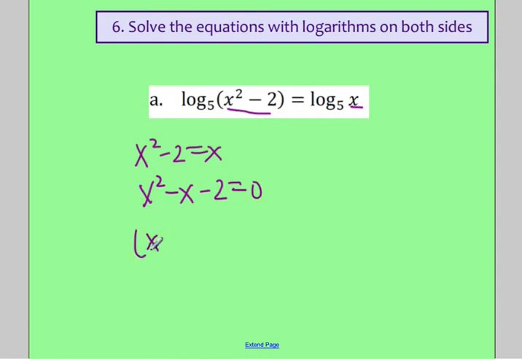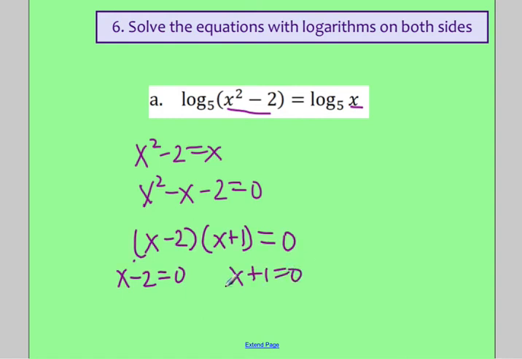Now I need to factor. What multiplies to negative 2 but adds to negative 1? Well, negative 2, positive 1. Now I would set each one equal to 0. Add 2, so x is equal to 2. x is equal to negative 1.